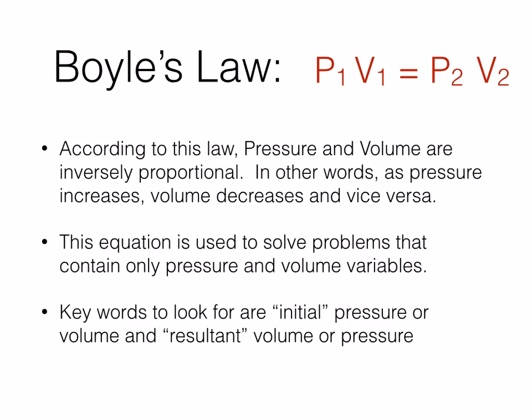This equation is often used to solve problems that only have variables that include pressure and volume. When you're solving these types of problems, look for keywords such as initial pressure or initial volume. Essentially, that's going to be your P1 and your V1. The other item is to look for words like resultant or final volume or pressure, because that's going to be your V2 or your P2.